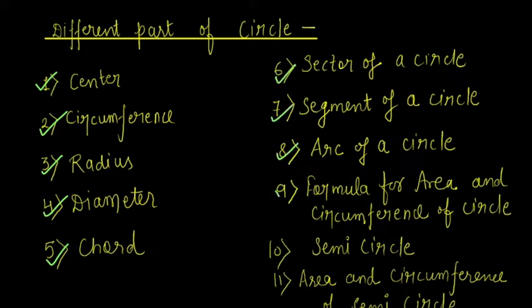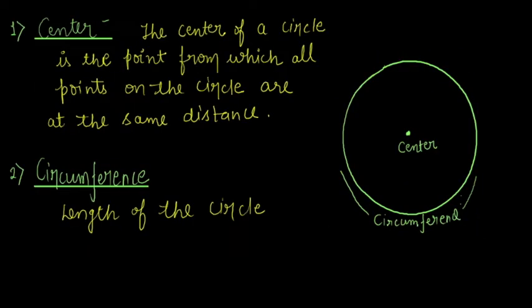Then we will understand the formulas for area and circumference, and then the semicircle and the area and circumference of the semicircle. From a competition point of view, these topics are very important, and they will really help you in solving questions in Olympiad exams as well. So let's begin, one part at a time.